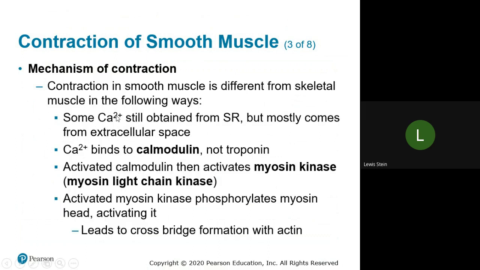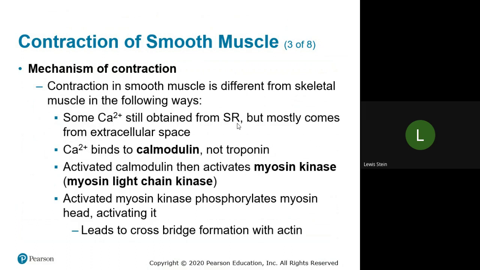The calcium is still obtained from the sarcoplasmic reticulum. There's some in there, but nearly all of it is extracellular. Troponin's not there. It binds to the calmodulin. Myosin kinase is something that's unique to that system. That's what the calmodulin triggers a shape change in. The activated myosin kinase then phosphorylates the myosin head, activating it. Cross bridges occur.